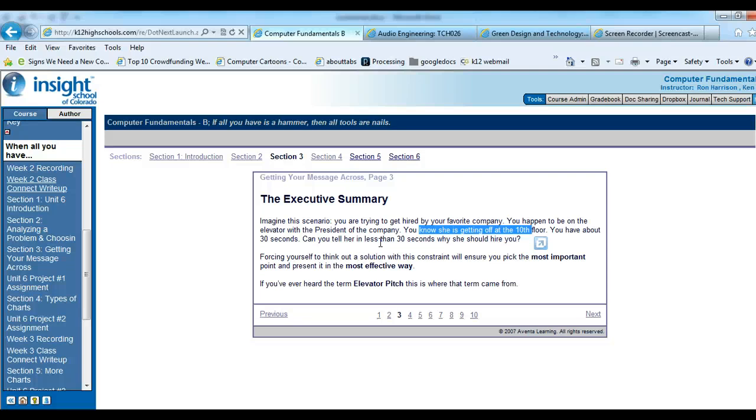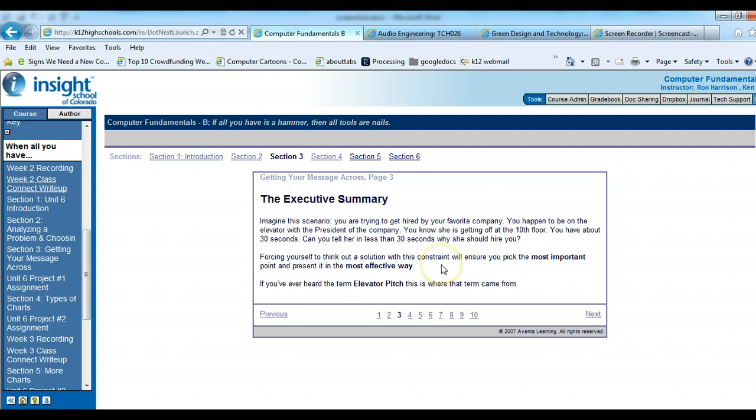Now, in terms of technology and reporting information, what that means is, what is the best way, the most concise way you can show people the information they need? What is the most effective way to present the information? That's what an elevator speech is.